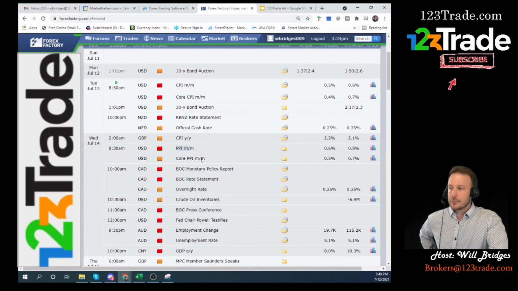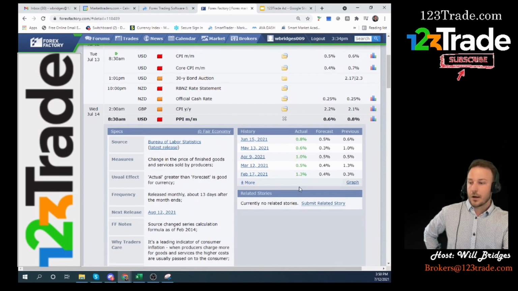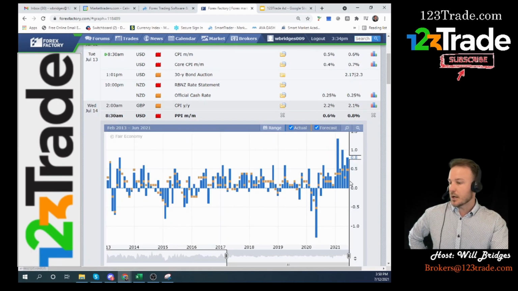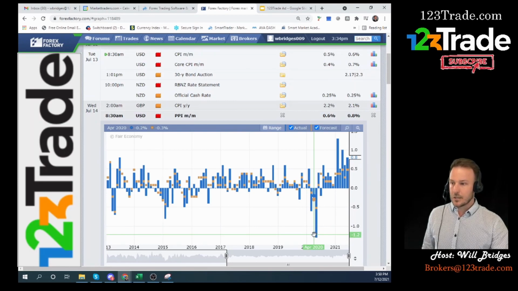Okay, PPI, core PPI. These are both high numbers as well. If we come down here and we look at the graph of these all time, all of these are higher than expected, which is not comforting when you talk about inflation. Okay, we've got some deflationary periods here as well. This is last year at the height of the lockdowns. That's what this big dip is. Okay, so that's not good.